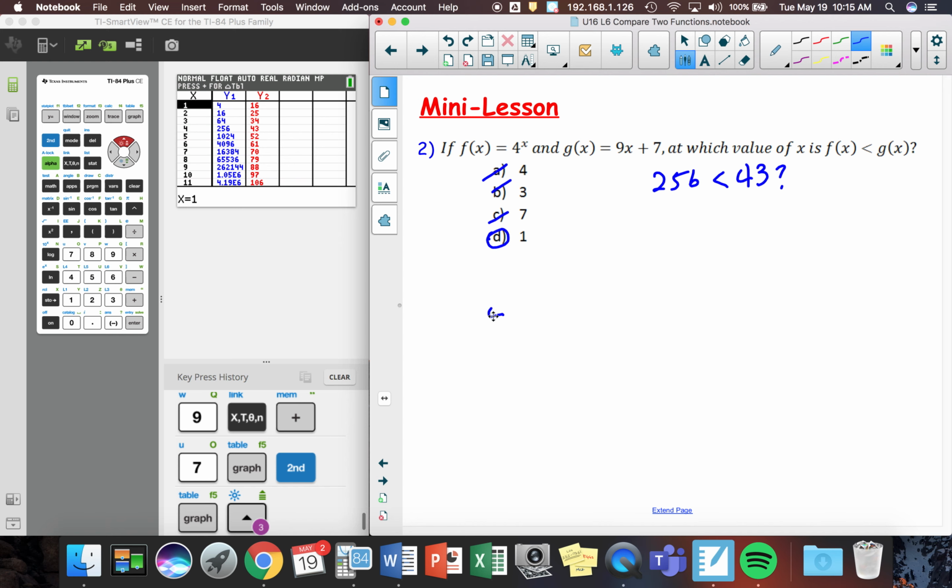So they're saying 4 to the x must be less than 9x plus 7. And I'm going to plug in 1 as my answer. So I have 4 to the first power should be less than 9 times 1 plus 7. I'm going to put a question mark because I don't know if it's true yet. 4 to the first power is 4. 9 times 1 is 9. Plus 7 is 16. So it shows here that 4 is less than 16. That works.